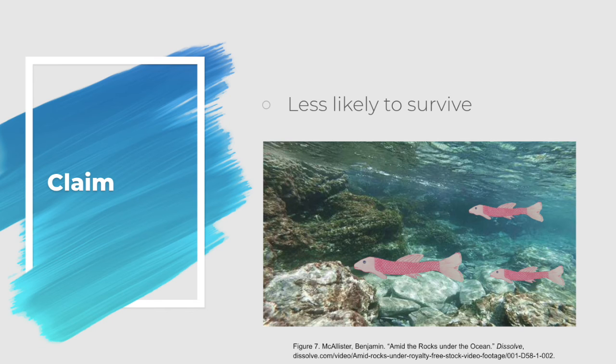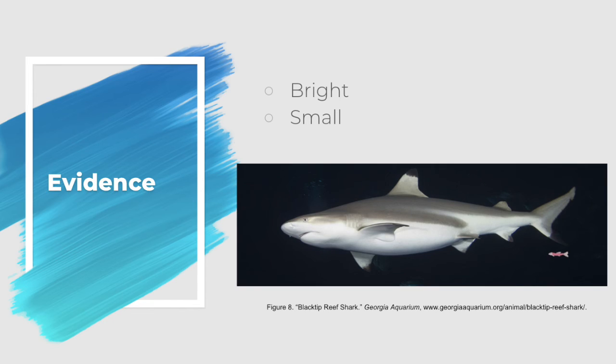Based on the environment of island number 2, we believe the pink coral reef fish is less likely to survive here than other species that might be living in this area. Our evidence is that the fish has two bright colors and it's small. On the image above, you can see a pink coral reef fish, which is about 5 centimeters, compared to a blacktip reef shark, which has the size of about 190 centimeters. This image lets you see the contrast between the fish and its predator.